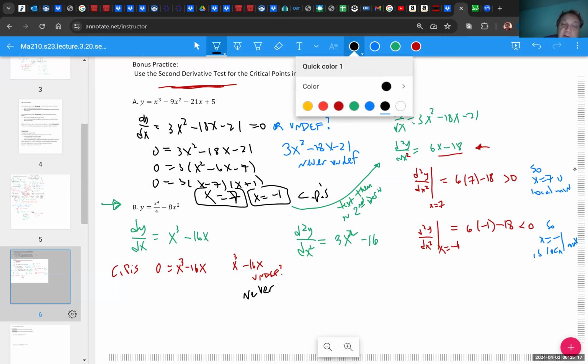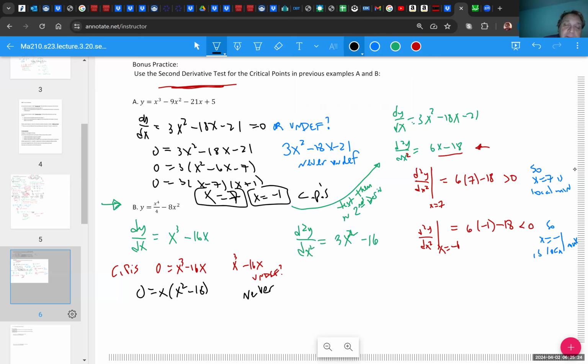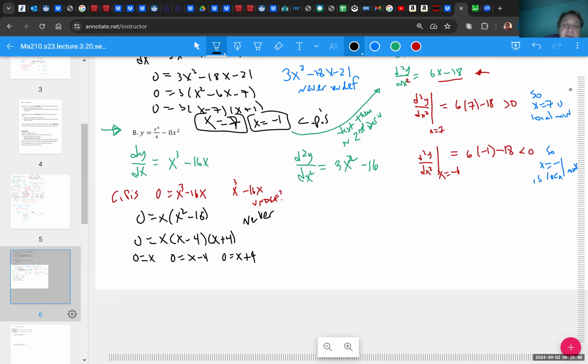I'll show you how that works. I'm going to factor this one here, x squared minus 16. And the x squared minus 16 can be factored further. And we set each of these guys equal to 0, because when you have a whole bunch of things multiplied to be 0, we know that one of them's got to be 0. Could be more than one, but at least one of them's got to be 0. So each of these will give us a potential value where the derivative is equal to 0.